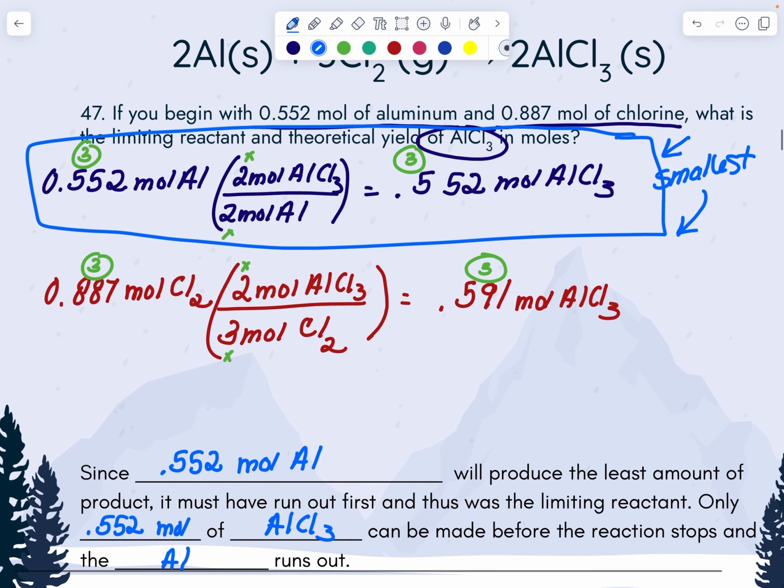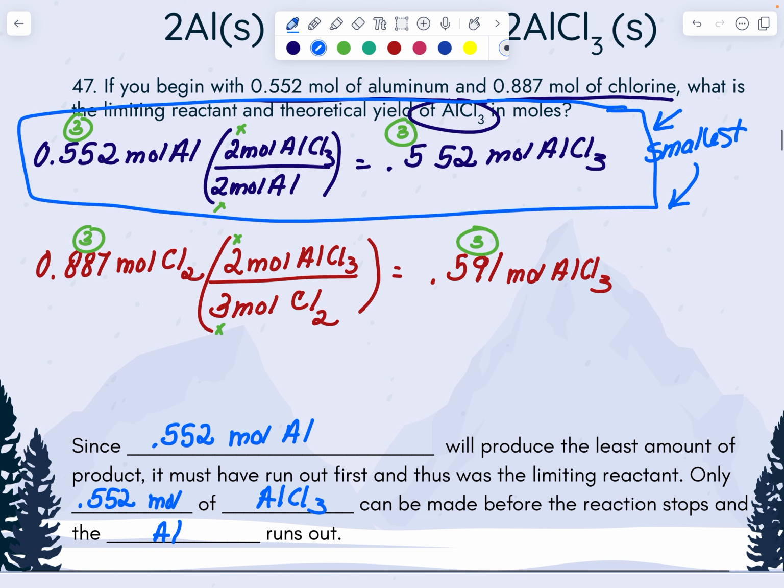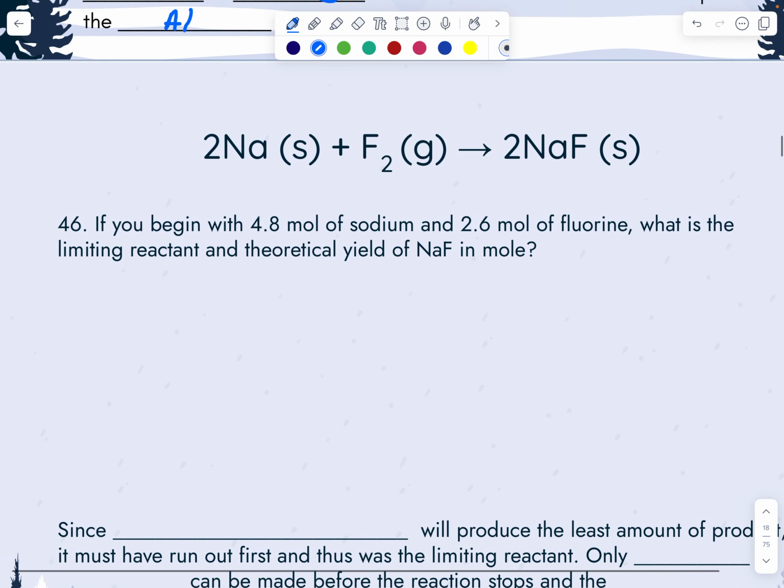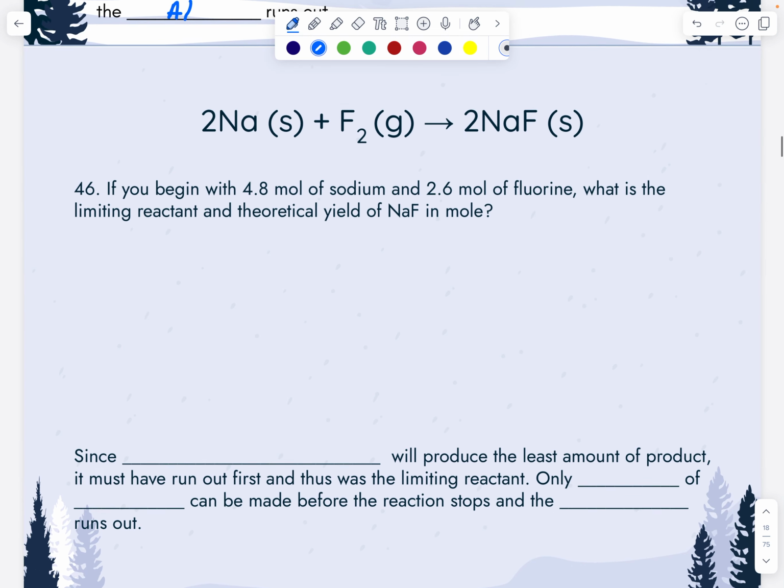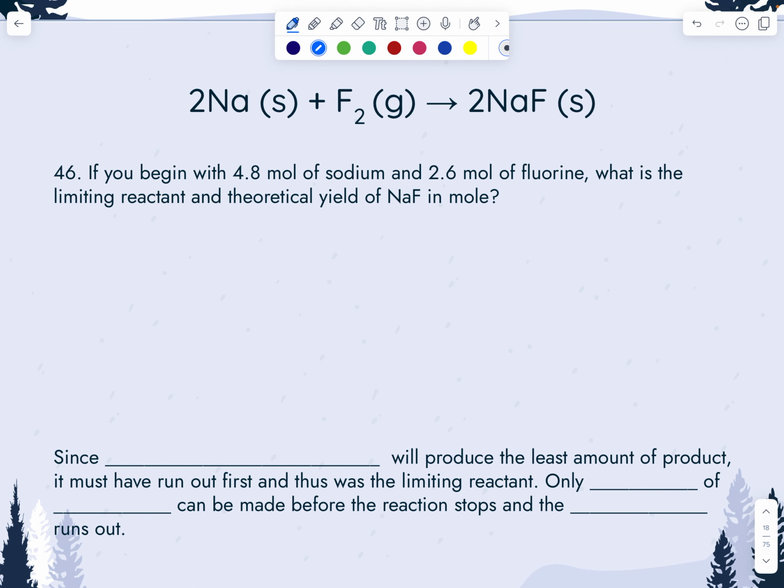Okay, and we have one final question for you to try. Again, if you haven't tried any of these on your own, maybe this is the one that you want to pause the recording and give a try. This should be number 48, I believe. If you begin with 4.8 moles of sodium and 2.6 moles of fluorine, what is the limiting reactant and the theoretical yield of sodium fluoride in moles?